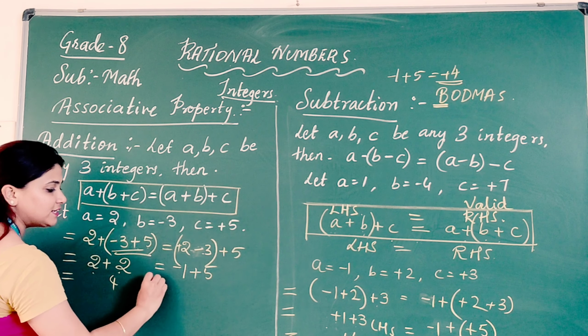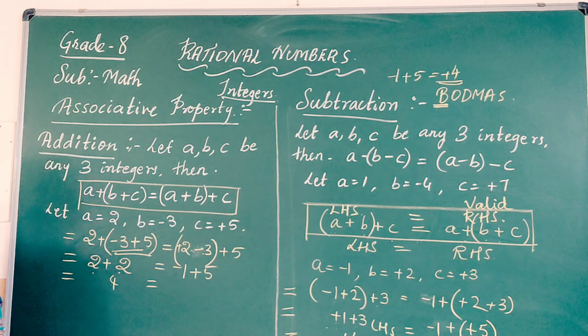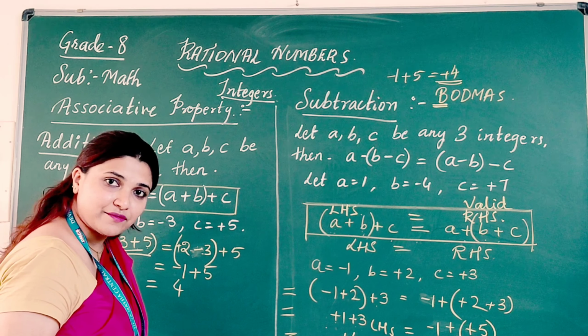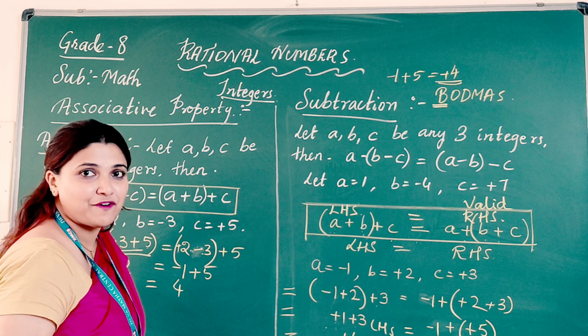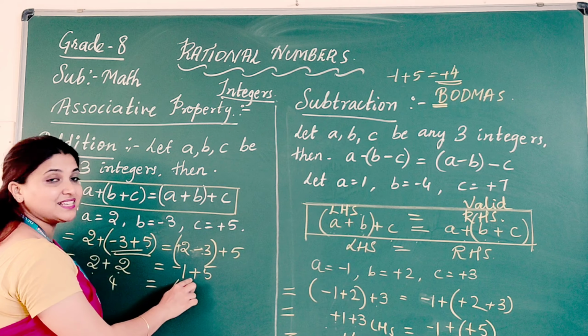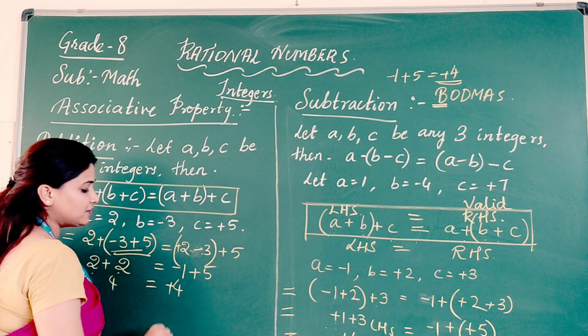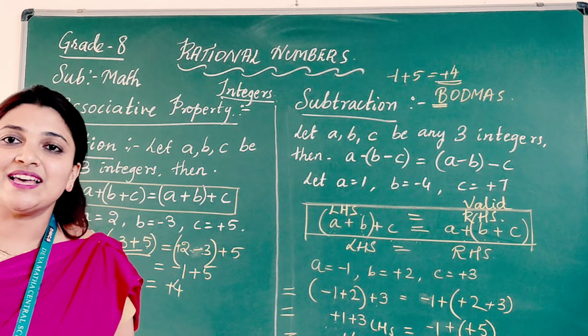Plus 5 as it is. Equal to 2 plus 2 is 4, equal to minus 1 plus 5. What is minus and plus? Subtract and put the greater number's sign. So what is 5 minus 1? 5 minus 1 is 4. So 4, and which is the greater number? 1 is the greater number or 5? Yes, definitely it is 5. So therefore 5 has a positive sign. So my answer will also have a positive sign.